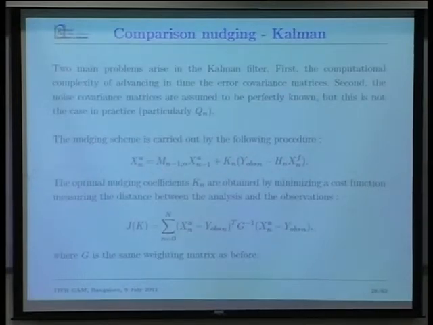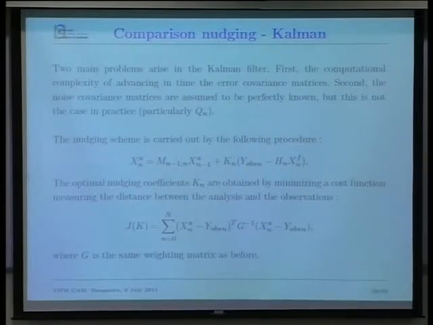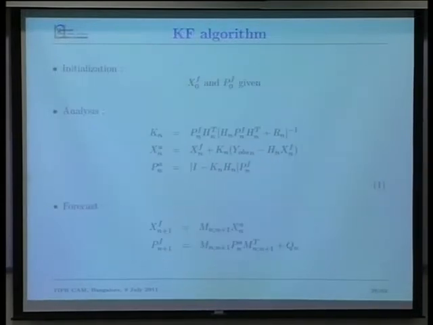So let's compare nudging and Kalman. There are two main problems in the Kalman filter that I showed before. First, the computational cost of computing the error covariance matrices. This is a well-known issue of the Kalman filter. And also the fact that you have to assume that all the covariance matrices are known.